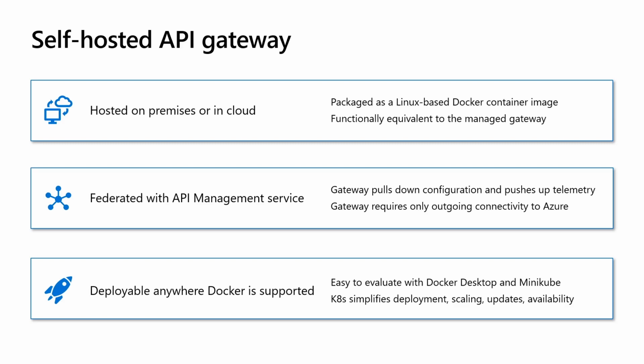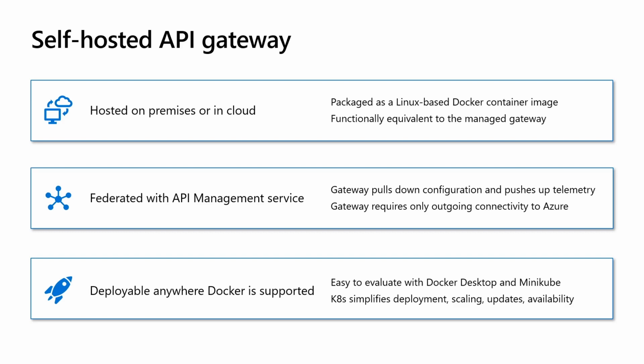The self-hosted API gateway is functionally equivalent to the managed gateway. It is packaged as a Linux-based Docker container image, and it can be deployed anywhere Docker is supported. So for example, on your desktop machine, you can deploy it using Minikube. In production environments, you can deploy it using Kubernetes.